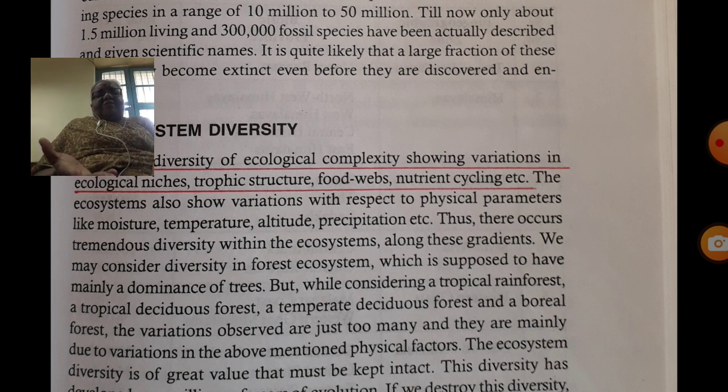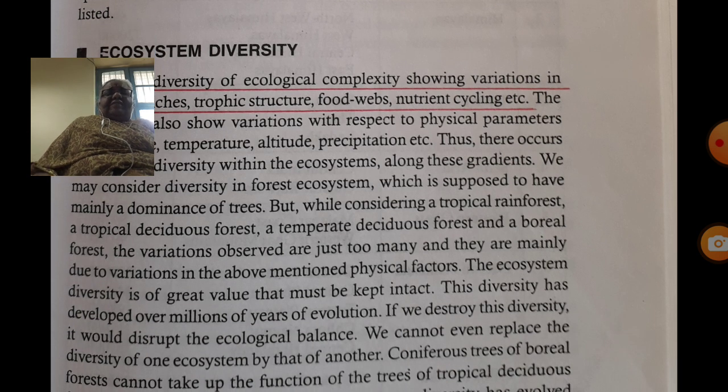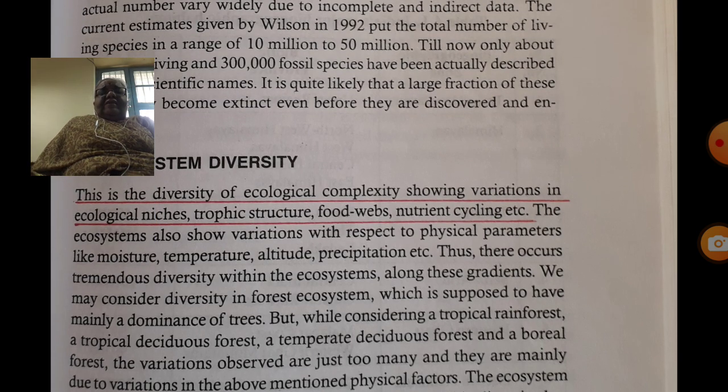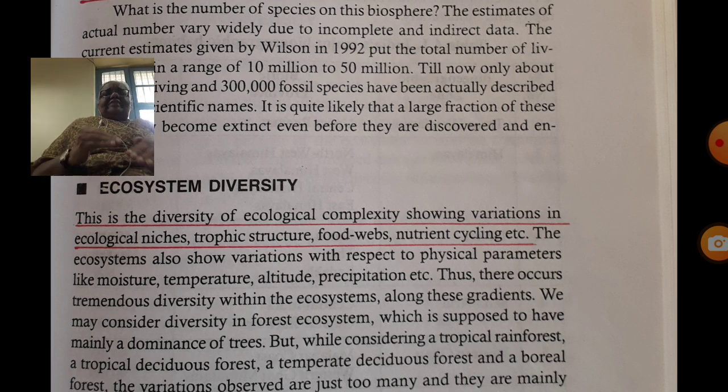Like in a forest ecosystem, which is supposed to have a dominance of trees, the diversity will be different. If you happen to study a tropical rainforest ecosystem, the situation may be different. If you study a deciduous forest, it may be a different thing. If you study a marine ecosystem, it may be different. If you study a coniferous forest, the situation may be different. So, studying this comprises what is known as ecosystem diversity. So, if asked to define ecosystem diversity, this should be the answer.